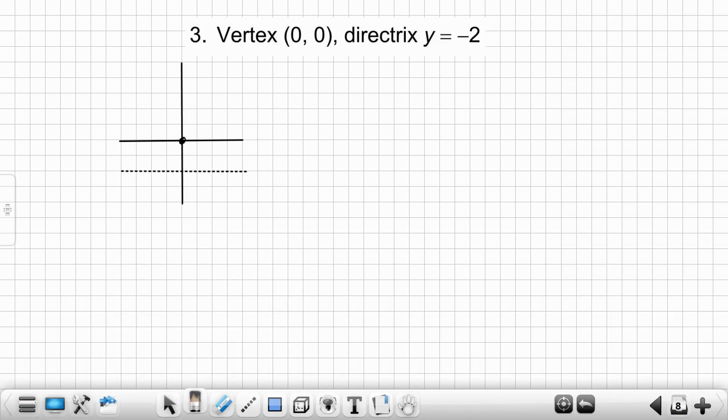And my vertex is at (0, 0). They did not give me the focus. They gave me the directrix and the vertex. But do we need it for the formula? We need the distance. We just need this distance to find a. What's that distance? 2. And they already gave us h and k.